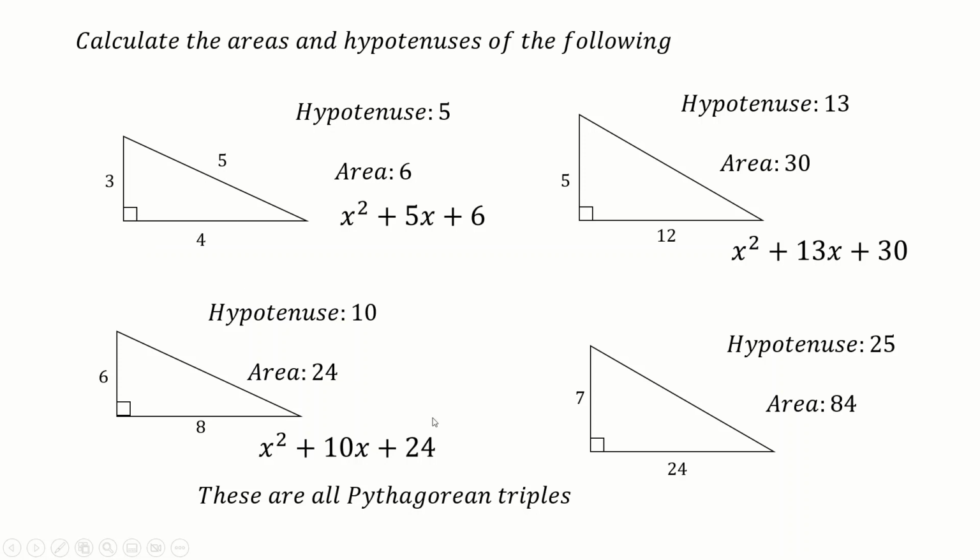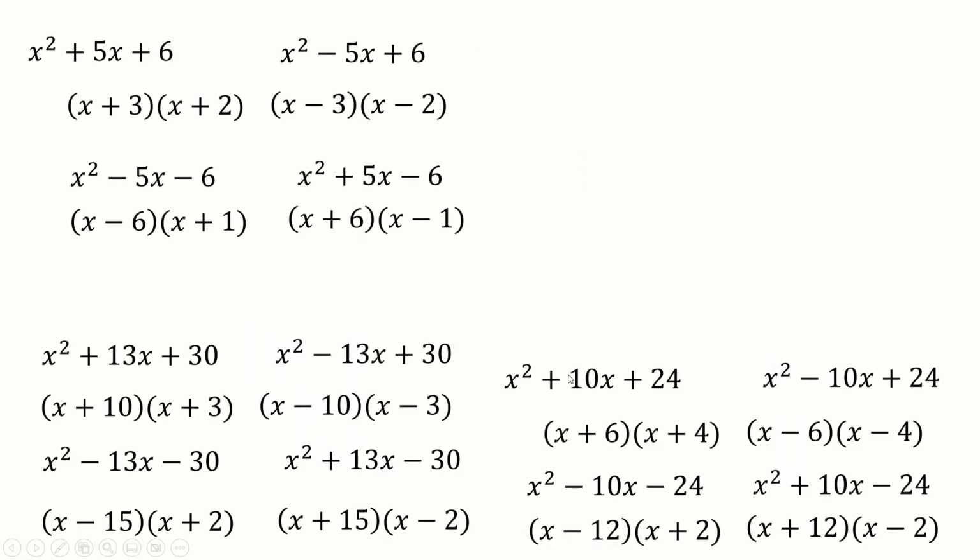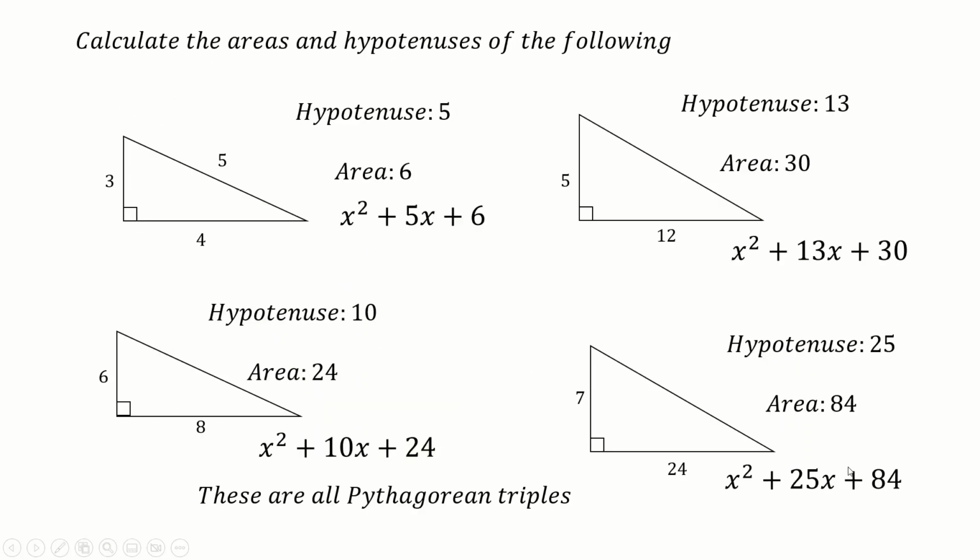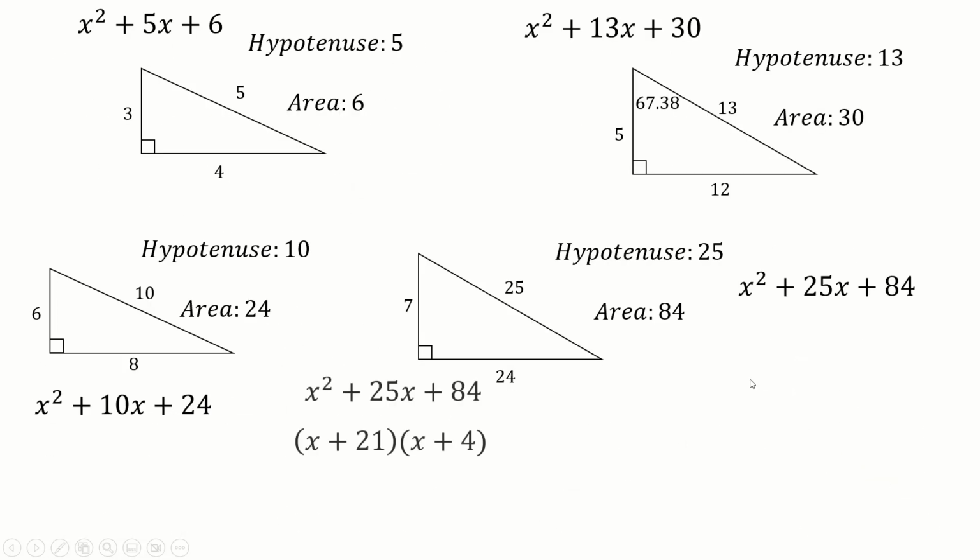So it seems like when you take a Pythagorean triple and put the area on the end and the hypotenuse as the coefficient of x, you make a quadratic that factorizes. And we haven't seen this one, right? Does this one factorize? These are all the ones, remember? These are the right numbers, right? But does this one do it? And actually, yeah, it does.